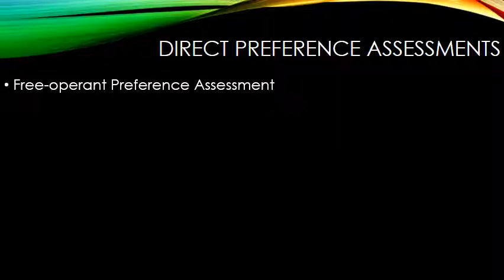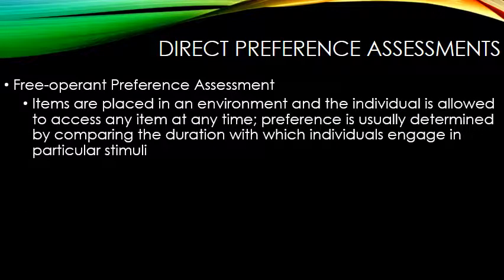However, for the most part in behavior analysis, we do tend to use direct preference assessments. There are several different types, ranging from least to most complicated. The first one is known as a free operant preference assessment. Here, items are placed in an environment, and the individual is allowed to access any item at any time for a certain period of time.